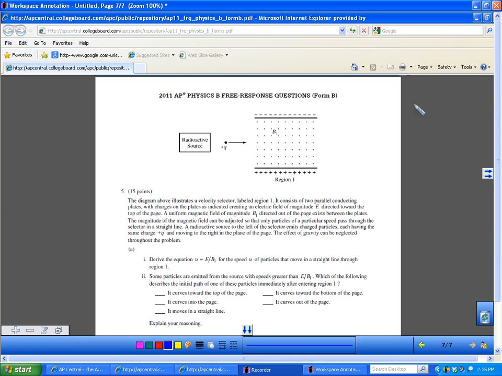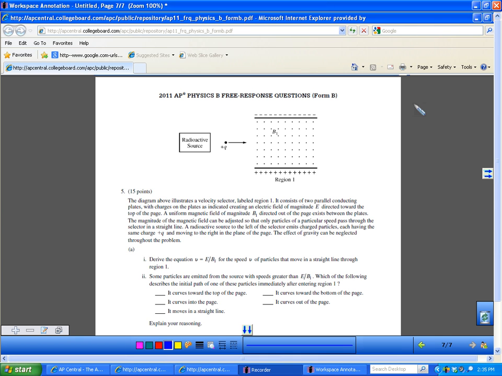Okay, so now I want to work this one. It says the diagram above illustrates a velocity selector labeled region 1. It consists of two parallel conducting plates with charges on the plates as indicated, creating an electric field of magnitude E directed toward the top of the page because fields go away from positives and toward negatives. A uniform magnetic field of magnitude B1 directed out of the page exists between the plates. The magnitude of the magnetic field can be adjusted so that only particles of a particular speed pass through the selector in a straight line.